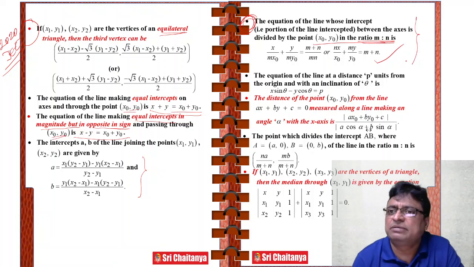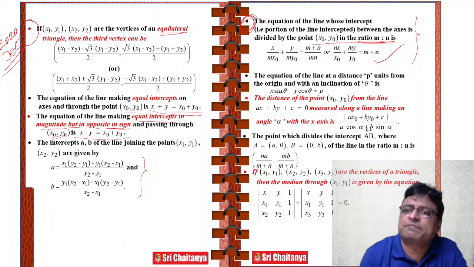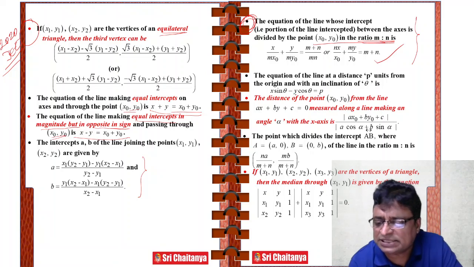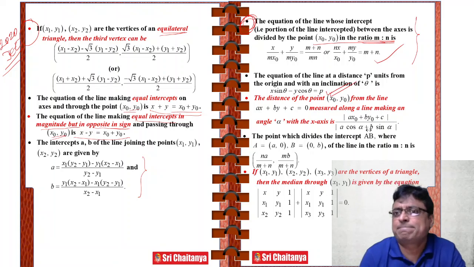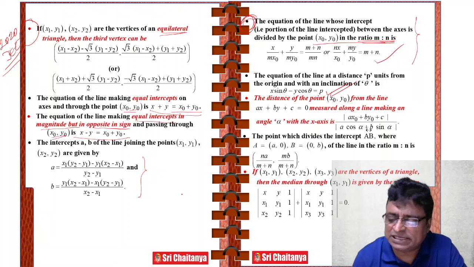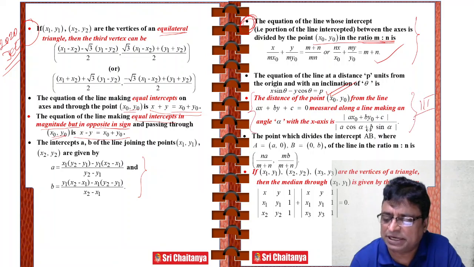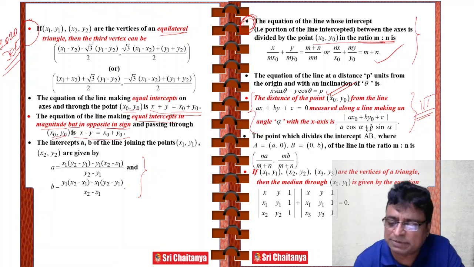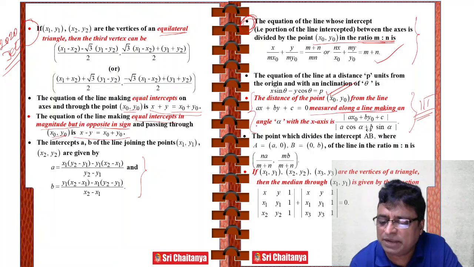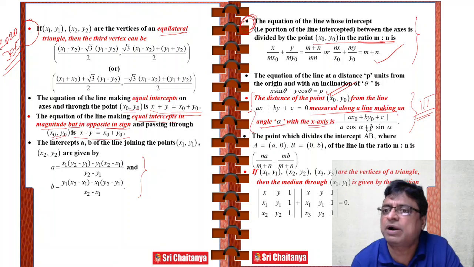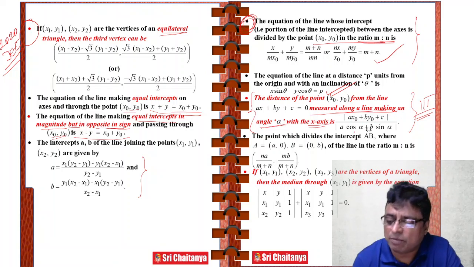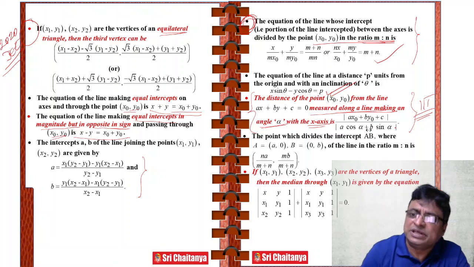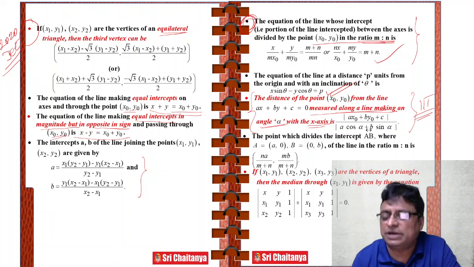Next, equation of the line at a distance small p units from the origin with inclination theta is. And my friends, another important formula, again questions were repeated on this particular one in IIT examination. The distance of the point x0, y0 from the line ax plus by plus c equal to 0 measured along the line making an angle alpha with x-axis is mod of ax0 plus by0 plus c by mod of a cos alpha plus b sin alpha. This is the generalized version, and the particular version is nothing but the perpendicular distance.